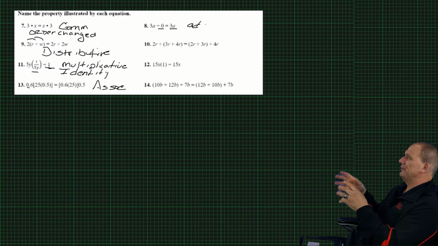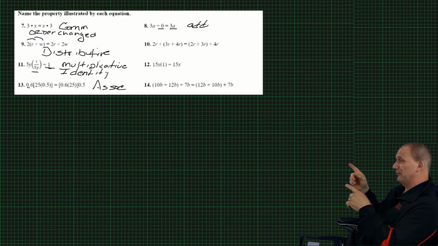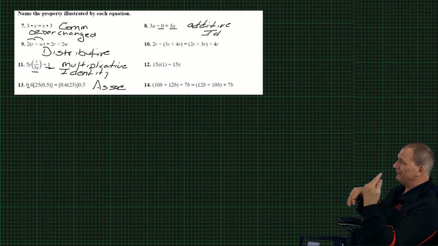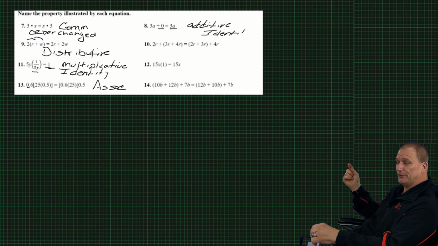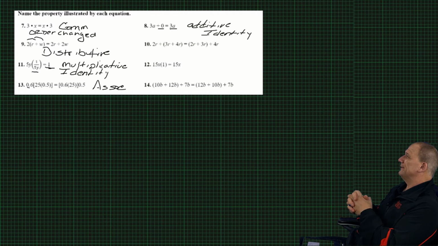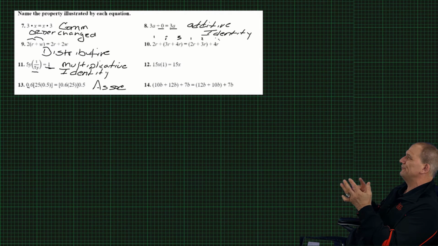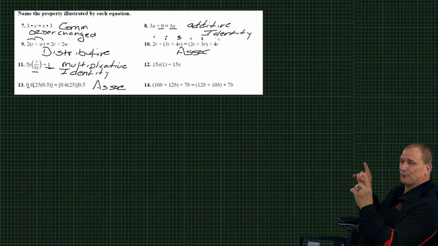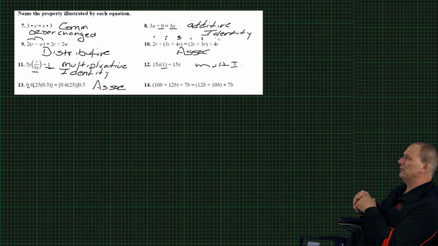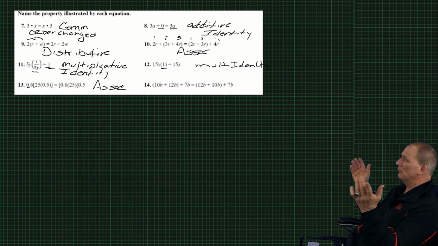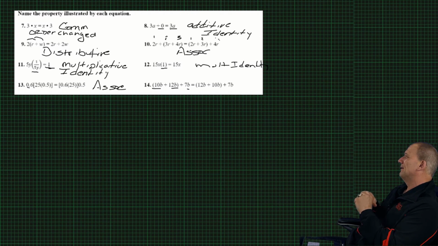Number 8. Whenever you see a 0, and that's the key, you see a 0 in it or an equals 0, that is additive identity. So multiplicative if you see a 1, additive if you see a 0. Look at number 10. Do they change the order in which they place the terms? They do not. It's 2r, 3r, 4r, then 2r, 3r, 4r. But they change the process with parentheses, so that's associative. Once again, you see a 1 there for 12. I don't even have to say it. You see the 1, you're going to say what? Multiplicative identity. That's right.